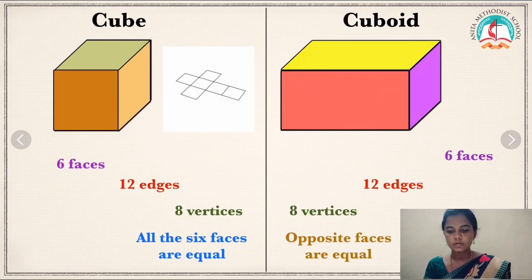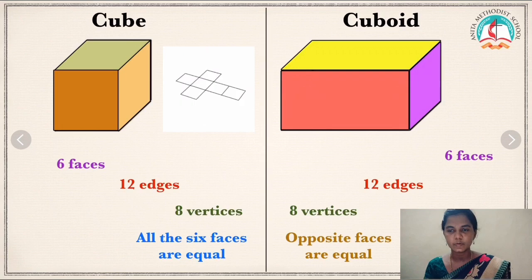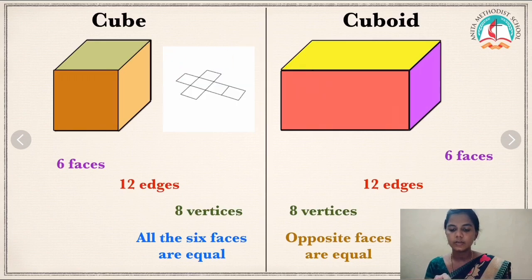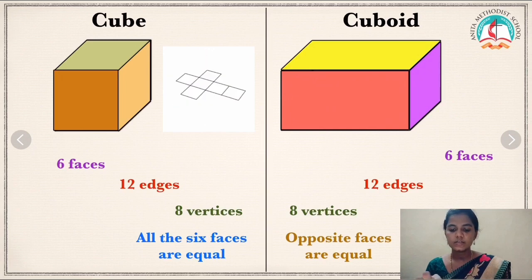Here I am going to give you the net. What is a net? If you join the net, we will get the solid shape. This is the net of the cube. Here we can see it has 6 faces: 1 2 3 4 5, and on the back side another one, 6. So this is the net of the cube.